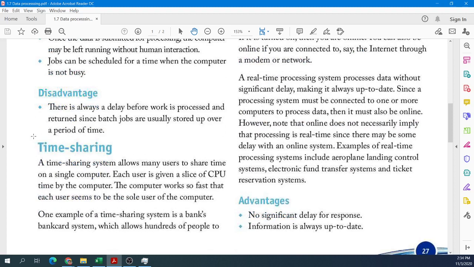Any questions on time sharing before we move on? Yes or no? No, sir. No.